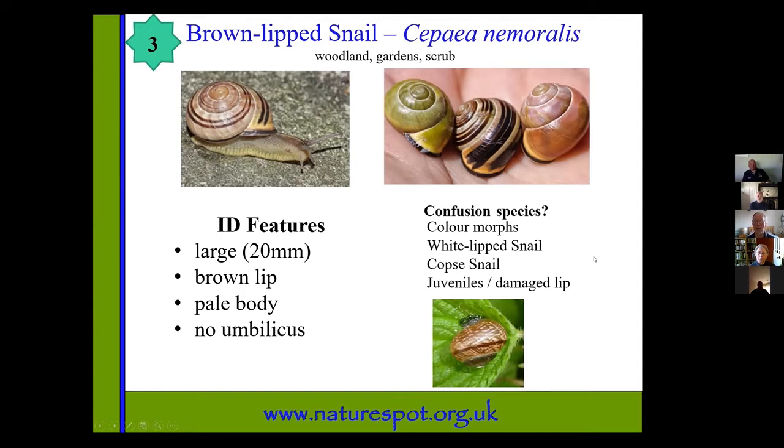One thing to beware of is juveniles don't have the brown lip. And also as they're growing, they grow from the lip onwards. And so the lip can be almost transparent when it's very, very new and hasn't hardened. And so it can look a bit whitish, but it's not. It's just a juvenile snail. And of course you do get some snails that are damaged and the lip has broken off, in which case you best just leave it and look for another one.